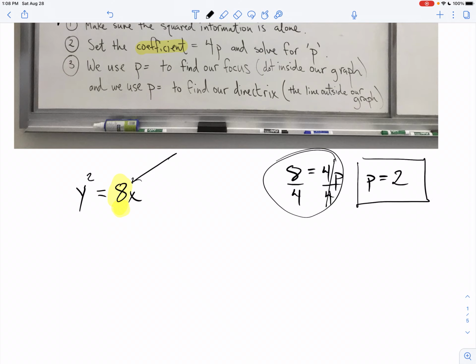Now I know that we use whatever p equals. So in our case, we have p equals 2. We're going to use it to find what's called our focus. We're going to use it to find our directrix. So here we go. Those are definitions. Those are things we don't know. They're brand new words. Let me explain what they mean.